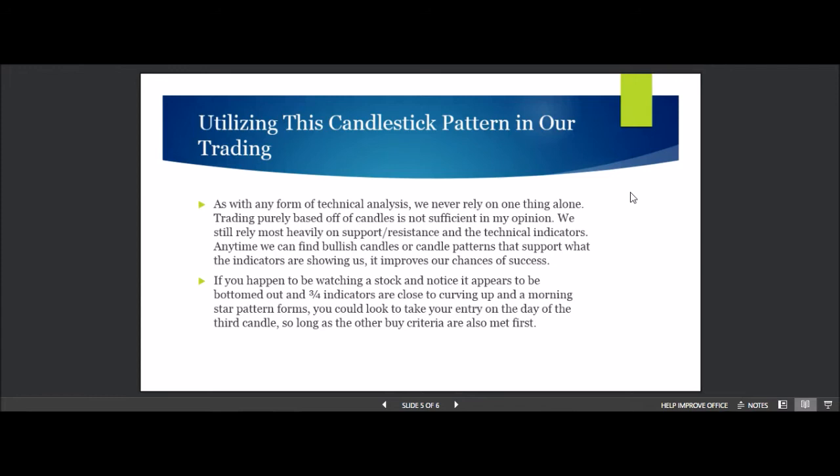Okay, so that's how you can apply these candle patterns. Same thing goes for example like we talked about with the hammer candle and things of that nature. If you happen to be watching a stock and notice it appears to be bottomed out and 3 or 4 indicators are close to curving up, so you're close to receiving a 3 or 4 buy signal, and a morning star pattern forms, you could look to take your entry on the day of the third candle, so long as the other buy criteria are also met first, just like we just mentioned. So this can really serve as a confirmation pattern for us when we already are in stocks or close to entering stocks, and can make us feel a little more comfortable that a potential reversal could be occurring.